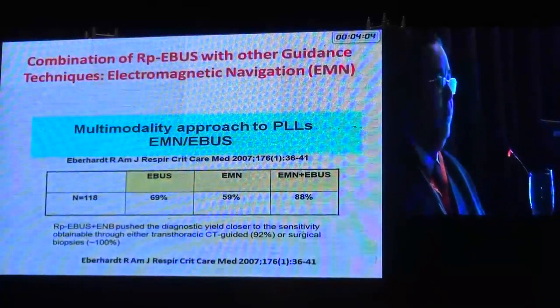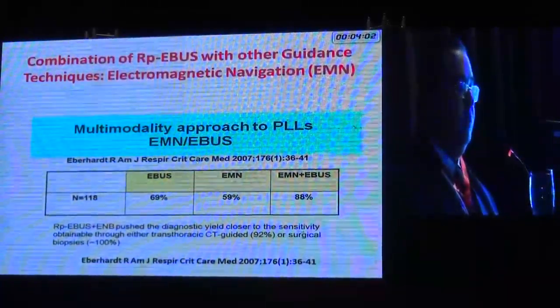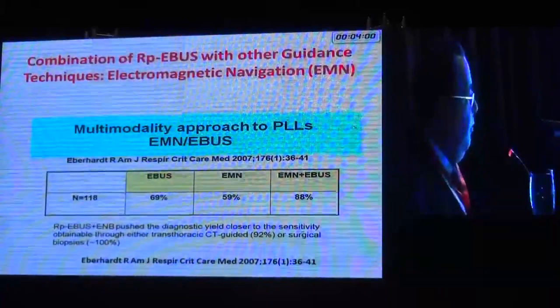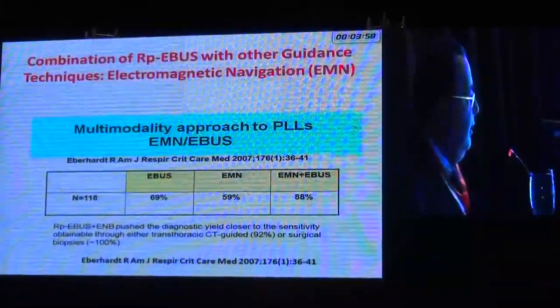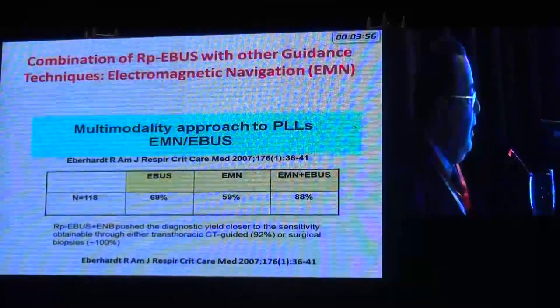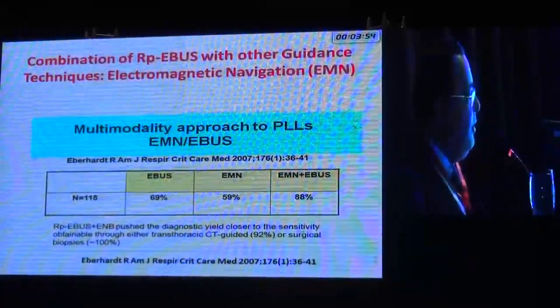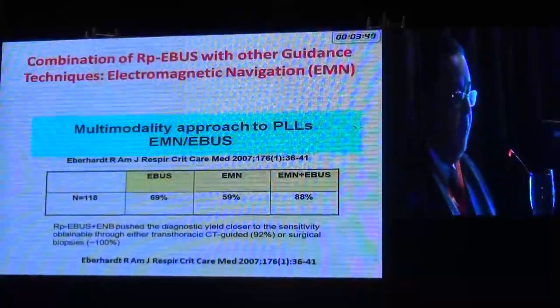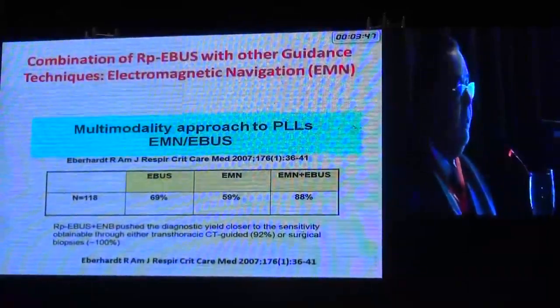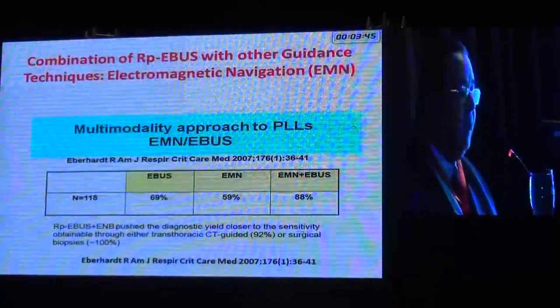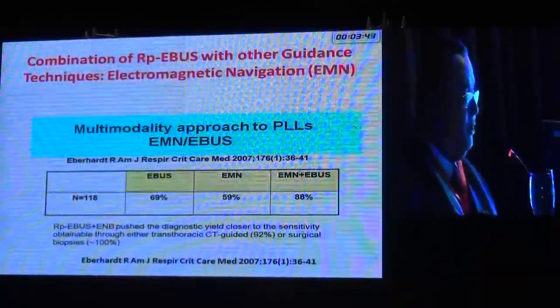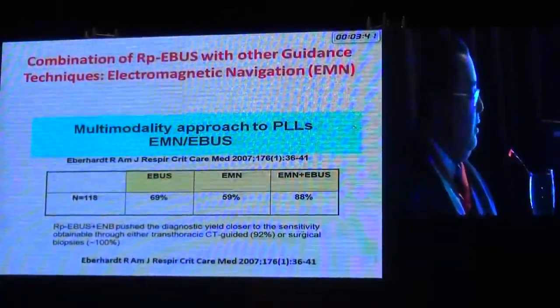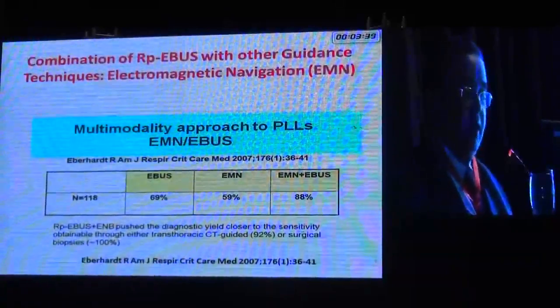Also, when you combine the EBUS with electromagnetic navigation, this is very interesting. With EBUS alone 69%, with electromagnetic navigation 59%, and when you combine both of them, 88%. So by combining the radial probe EBUS with electromagnetic navigation, you can reach a diagnostic yield comparable to CT-guided biopsy, which is 92%, or even surgical biopsies, which is 100%.